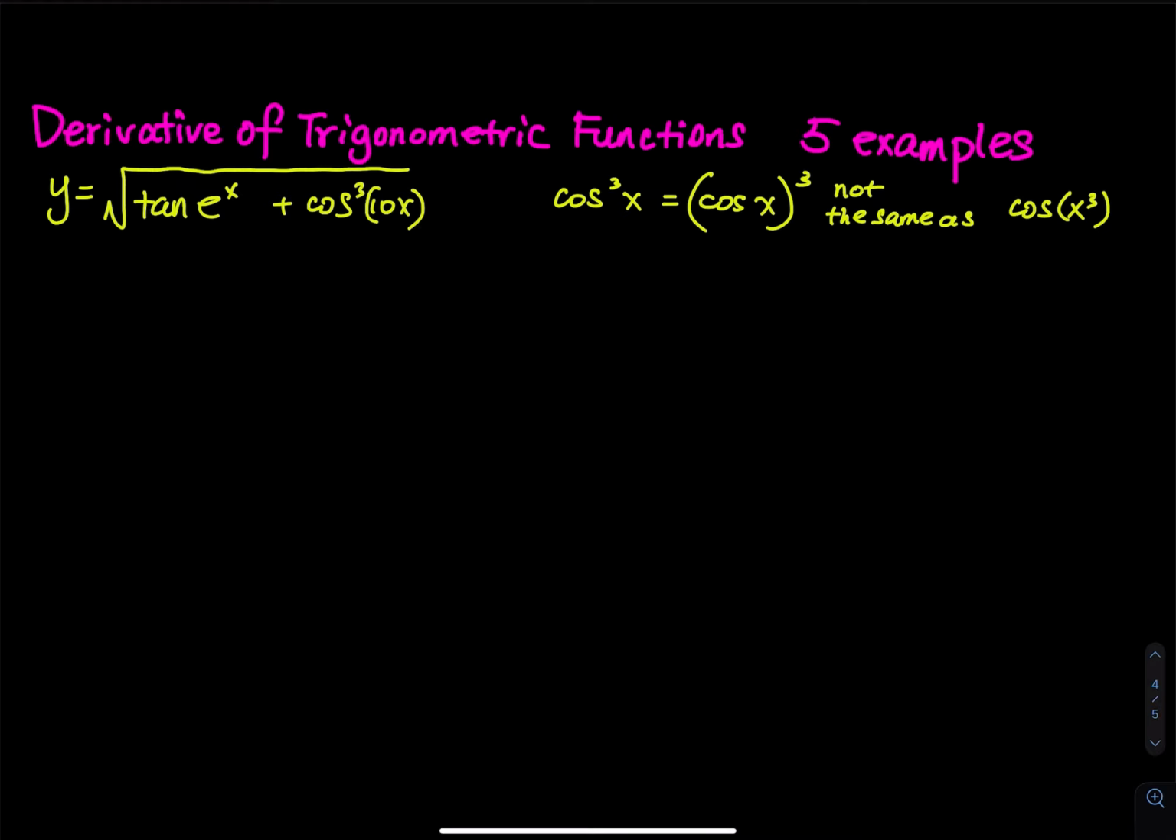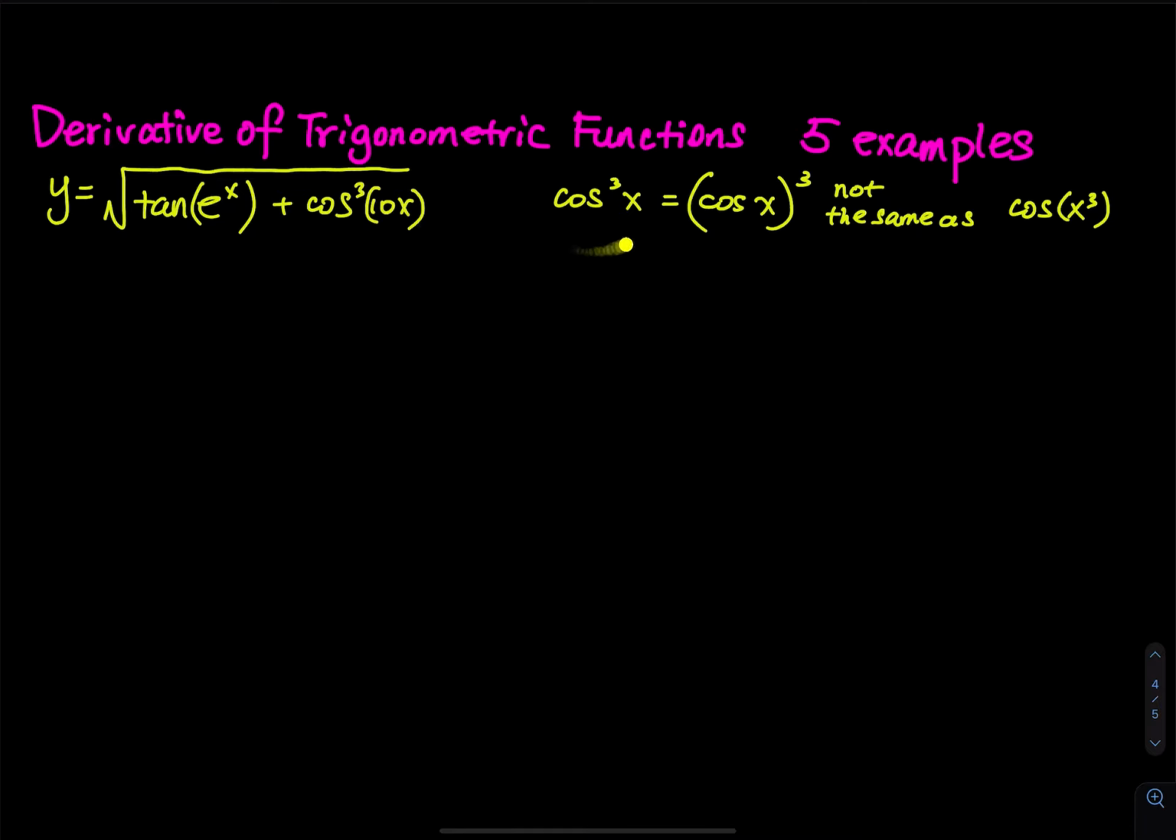Let's do 5 examples regarding the derivative of trigonometric functions. The first one is y equals the square root of tangent e to the x plus cosine to the third power 10x. I want to make a quick note.